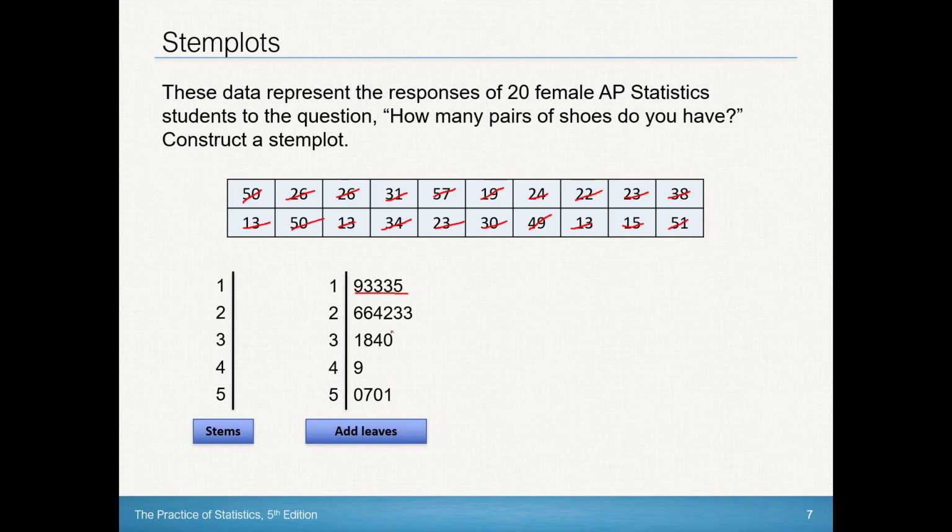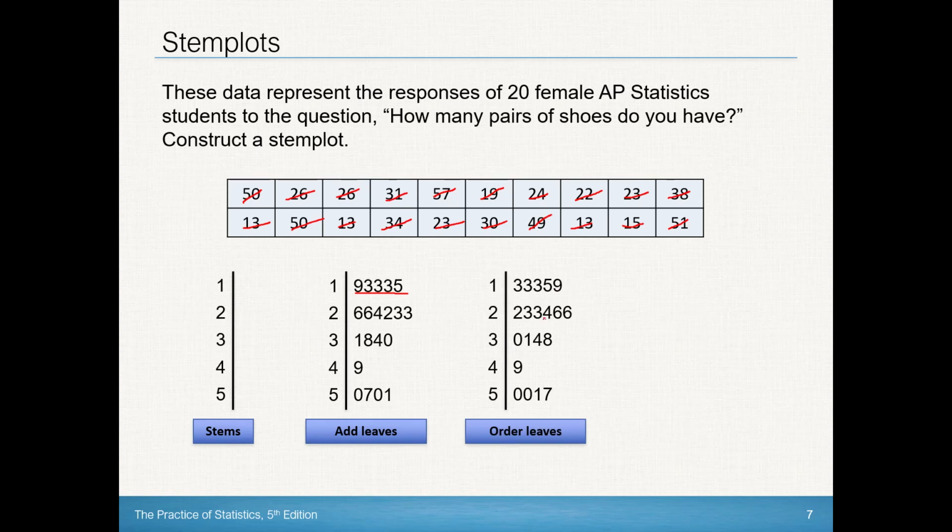Now you don't want to leave them like this. That was what one of those steps said on the last slide: you want to reorganize this in increasing order. So you'll see that on this next part. We've moved everything around so it looks like this. And now we've constructed a proper stem plot.